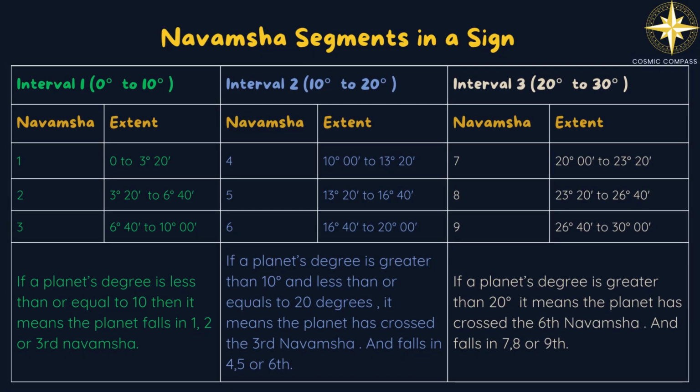If a planet's degree is 10 degrees or less, it falls within the 1st, 2nd, or 3rd Navamsha. If a planet's degree is greater than 10 degrees and up to 20 degrees, it has crossed the 3rd Navamsha and falls within the 4th, 5th, or 6th Navamsha. If a planet's degree is greater than 20 degrees, it has crossed the 6th Navamsha and falls within the 7th, 8th, or 9th Navamsha. Recognizing this pattern simplifies mental calculations and enhances quick analysis.